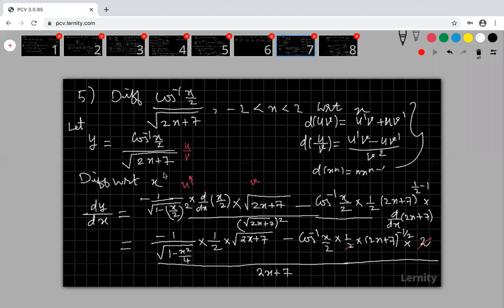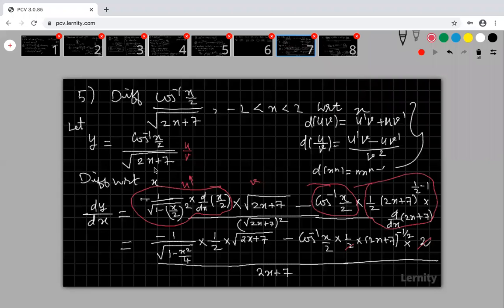First u dash. My cos inverse of x definition is minus 1 by root over 1 minus x square. My x is x by 2, therefore x by 2 the whole square, into differentiation of x by 2. What is the differentiation of x by 2? That is 1 by 2. That I am writing here. This entire thing is my u dash into v. V I am just writing root of 2x plus 7, minus u, the derivative of v.